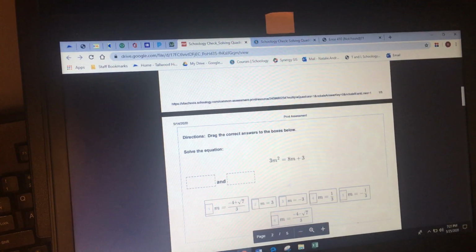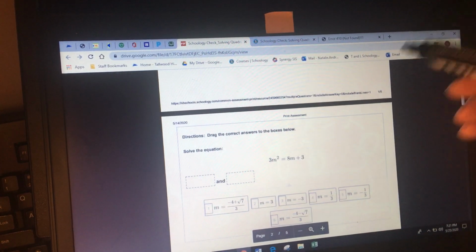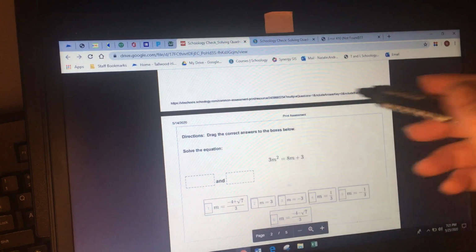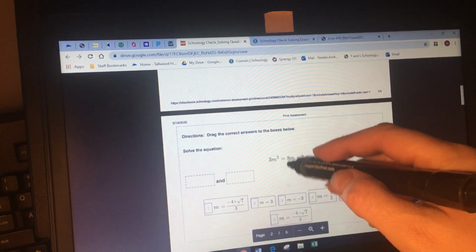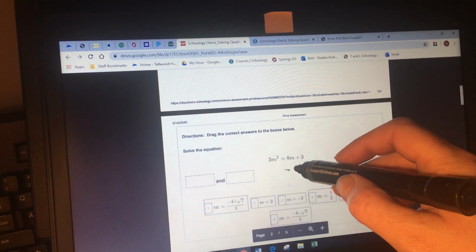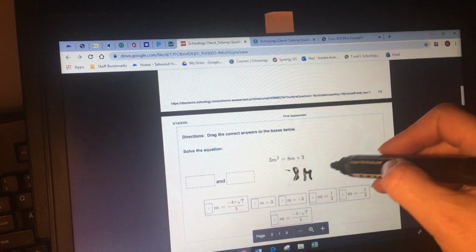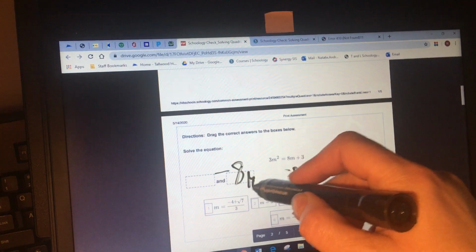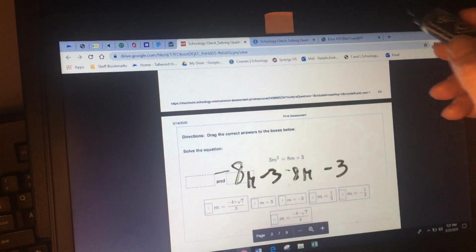Okay, in this equation, we're going to have to do a little tiny bit of work. We've got to move stuff around because we cannot start working from that. So what I'm going to do is move the 8m and plus 3 to the left. So what's opposite of positive 8? Negative, so minus 8m and minus 3. So what I do to one side, I have to do to the other. So I'm going to rewrite this equation.